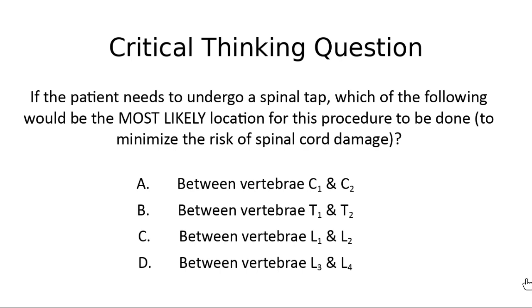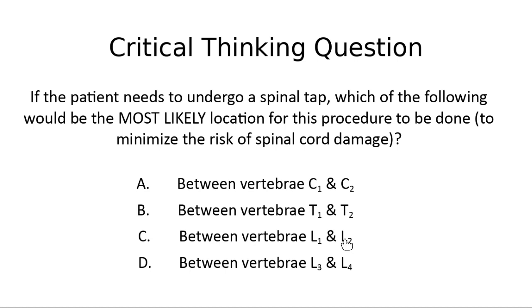When we're trying to consider where we would do a spinal tap, our goal is to make sure that we don't bump into the spinal cord. If we want to make sure we don't bump into the spinal cord, we want to go to a place that should theoretically be below where the spinal cord ends. So the spinal cord, if you go way back to the beginning of lesson number 12, it ends around the level of L1 or L2. That's where we have that thing called the conus medullaris.